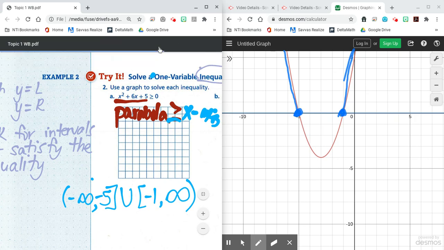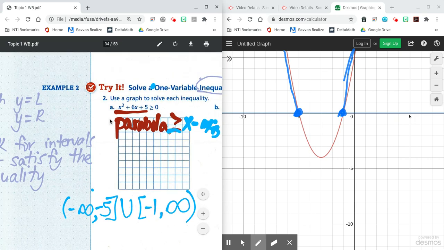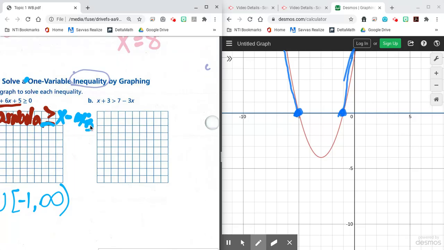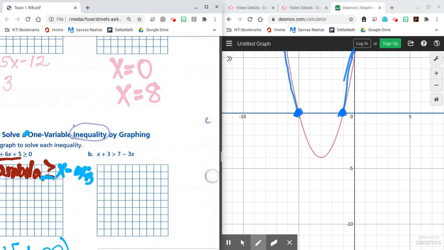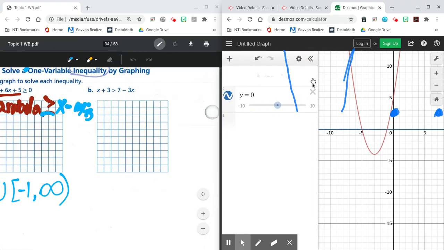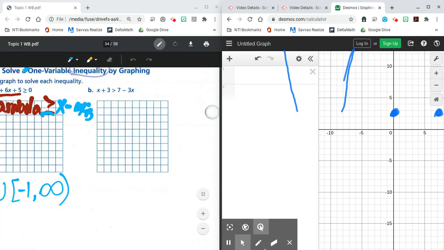And let's do example B too. So scroll over to B. Let's graph B. I need my pen to come back up. There we go. So I'm going to graph those two functions. Delete what I had. I need to erase this stuff.